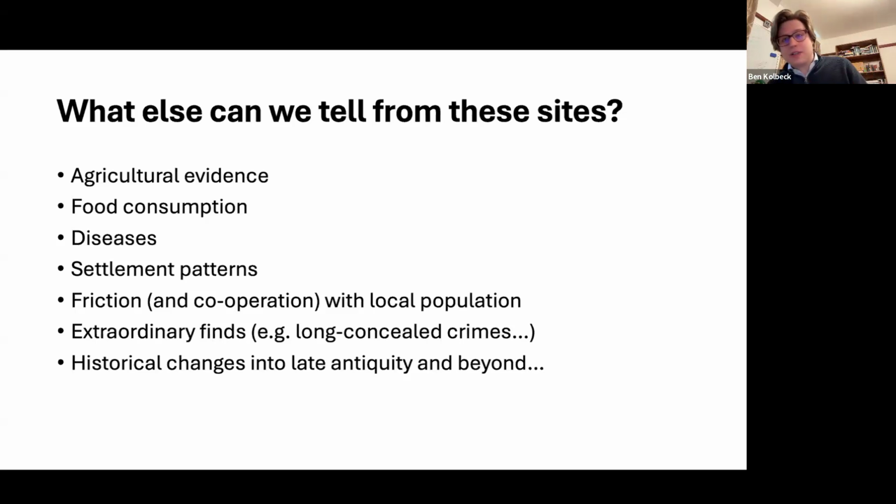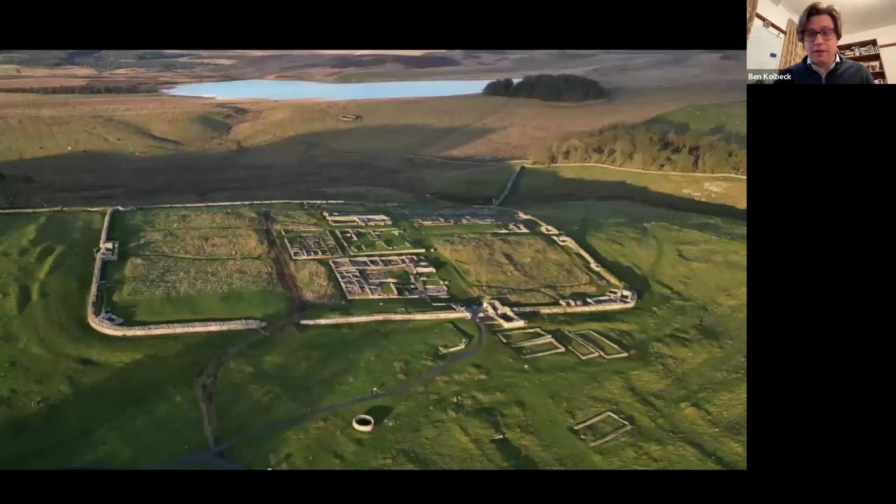But we can also see evidence for settlement patterns changing over time, like we just said, evidence for friction and cooperation with local populations. Some really extraordinary finds from some sites as well. Really one-off stuff that feels like you're getting back to some kind of crazy personal story. This is the fort of Housesteads, which is just north of Vindolanda on Hadrian's Wall. You can actually see the wall there running behind it.